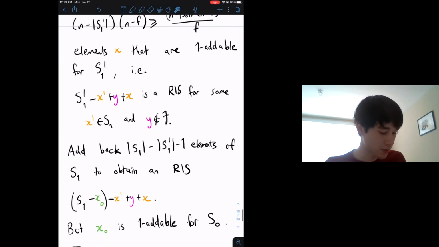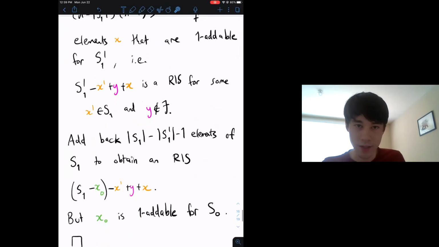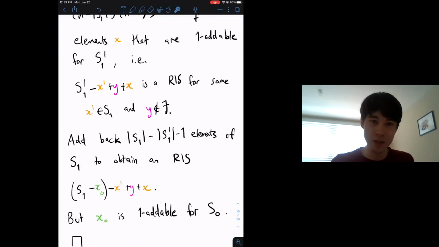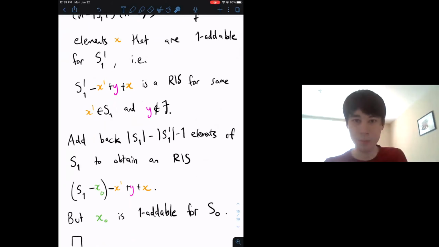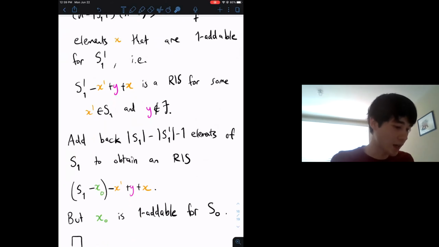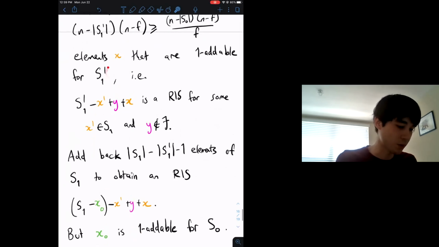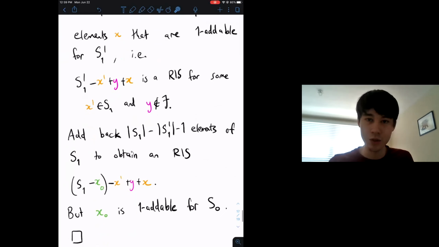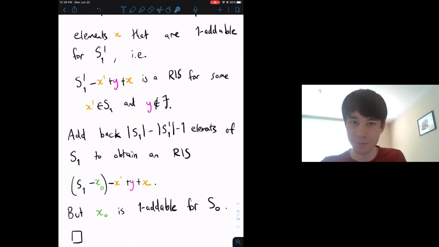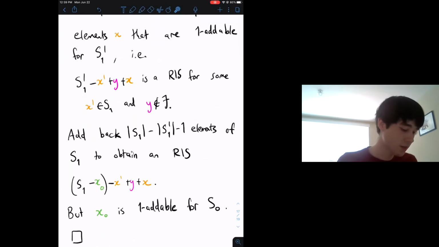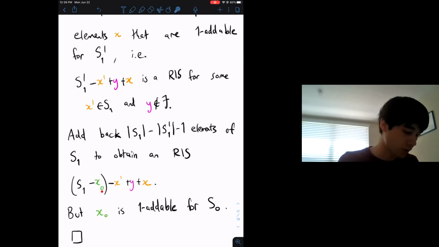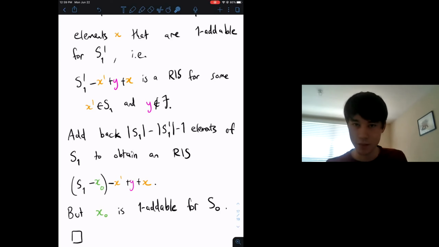Okay, but of course, x naught was one-outable for S naught. It was chosen in that, like, x naught was one of the things that I deleted to go from S1 to S1 primed, which means it was one-outable for S naught. So we've proved both the conditions for two-outability. So all these elements x, which we found here, all these elements which are one-outable for S1 primed, it turned out that all of them were two-outable for S1. In the sense that it's one-outable to a rainbow independent set of this form in which x naught is one-outable for S naught.